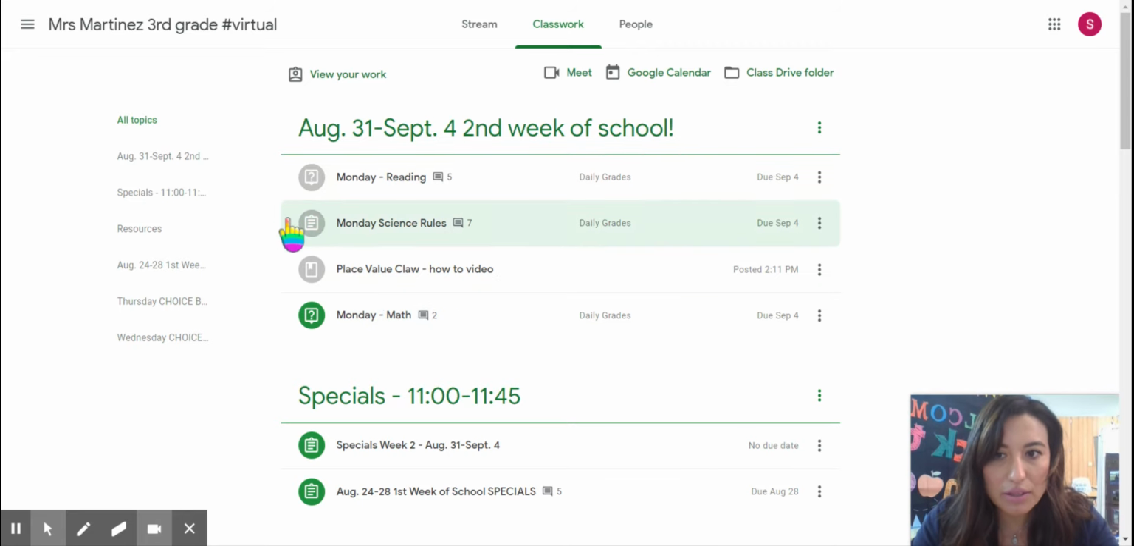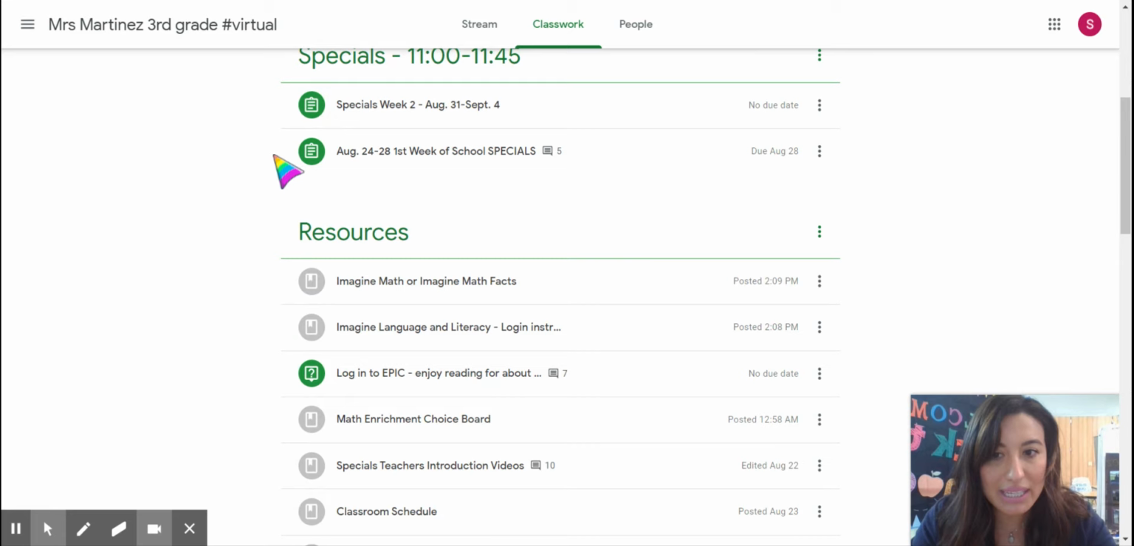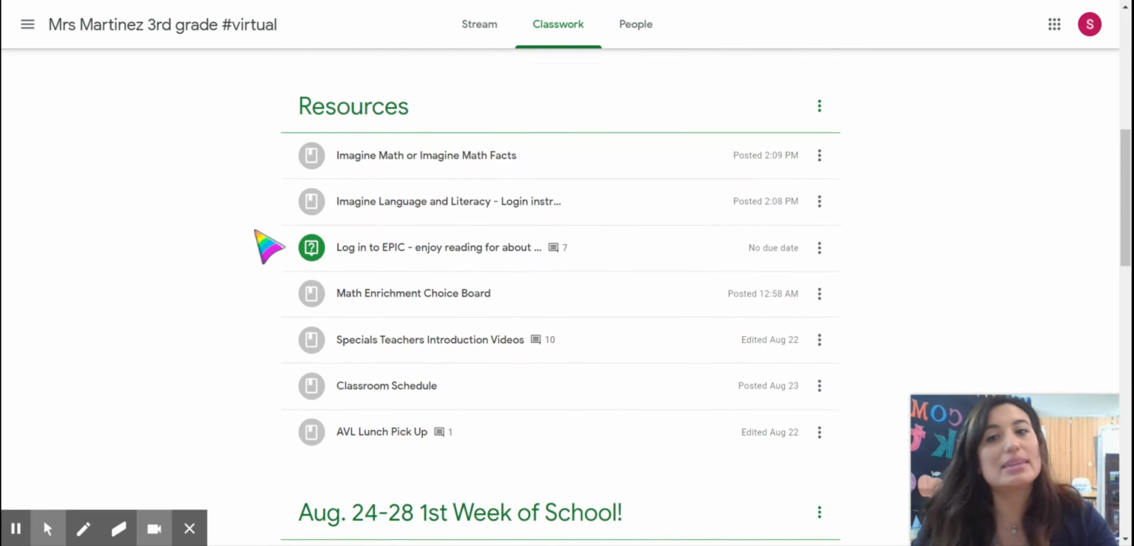However, the other two assignments for today, Monday, when we talked about science safety and the rules, they did that. And we also read a book and they had a response and they did that. When your child actually turns it in, the little icon before the assignment turns gray. So if your child still has some greens, that means that they didn't do it.